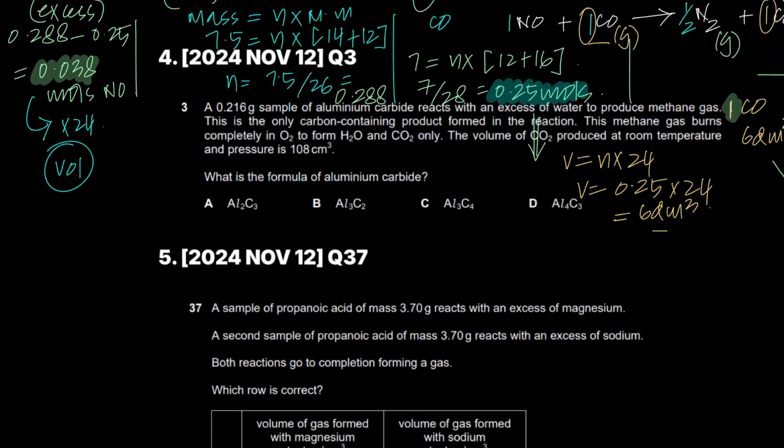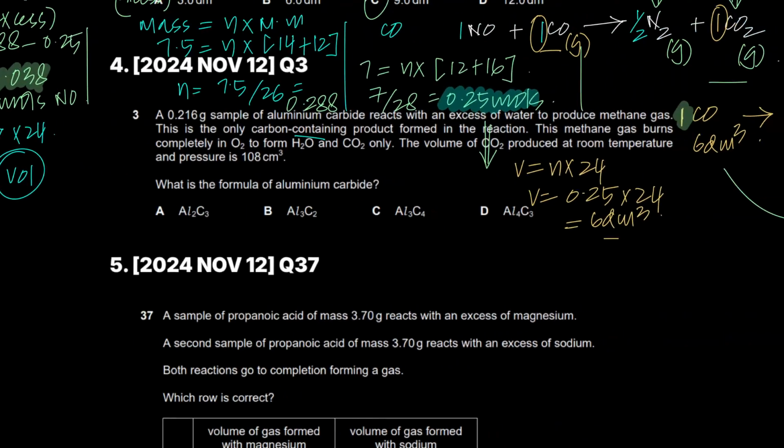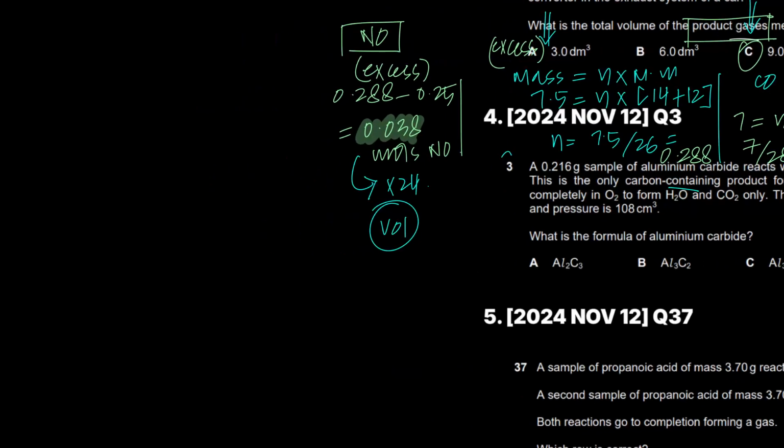This question: 0.216 grams of aluminum carbide reacts with an excess of water to produce methane gas. This is the only carbon containing product formed in the reaction. This methane gas burns completely in oxygen to form H2O, carbon dioxide, and so on. What is the formula? Oh, this is a good question. I want to explain and dissect this question in its utmost entirety.